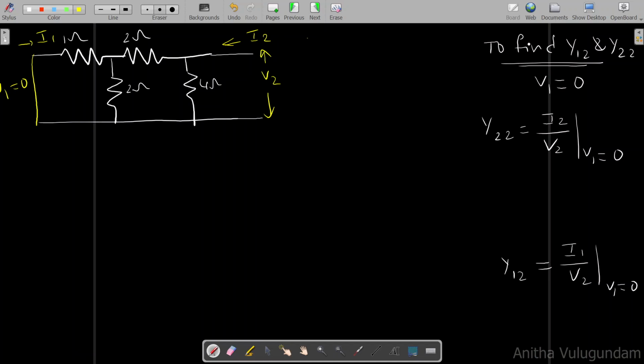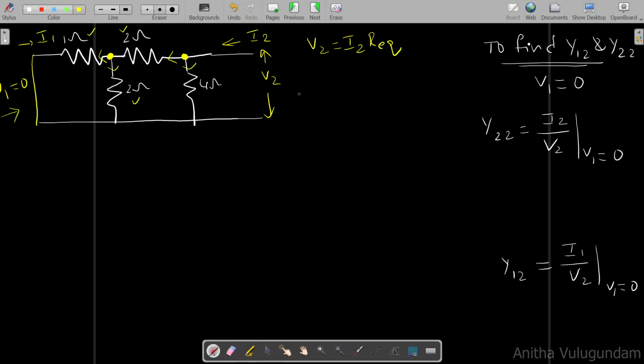Let us first find V2 equal to I2 into R equivalent. According to Ohm's law, V equal to IR, we are applying the same here. In the circuit, you can see this is one node point, this is another node point where current gets divided. While finding equivalent resistance, you should always start from the extreme end. Here 1 ohm and 2 ohm are in parallel because current gets divided in these two branches, which is in series with 2, and then which is in parallel with 4 ohms because again current gets divided here.